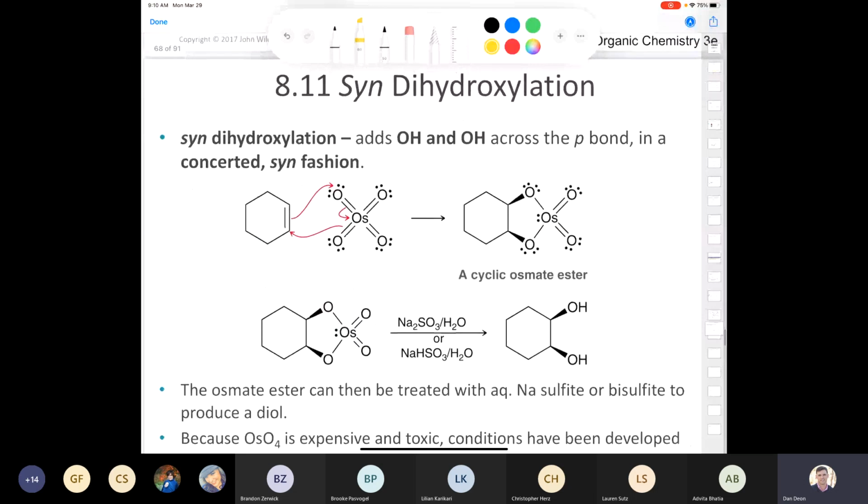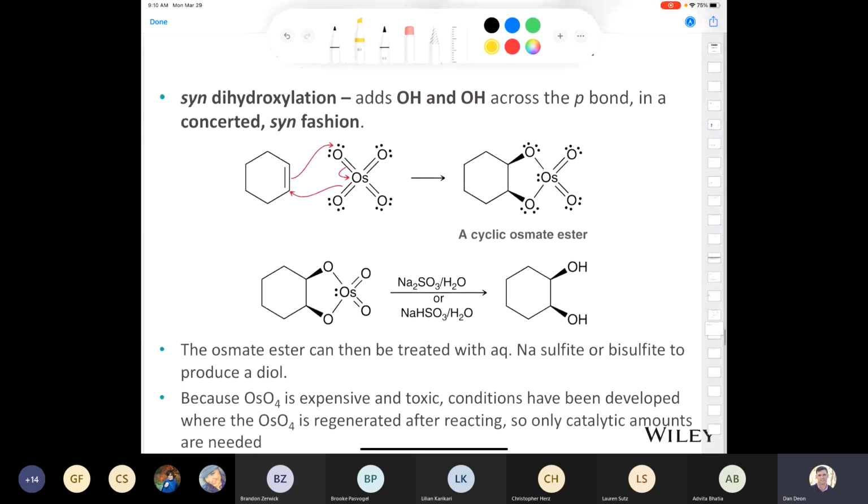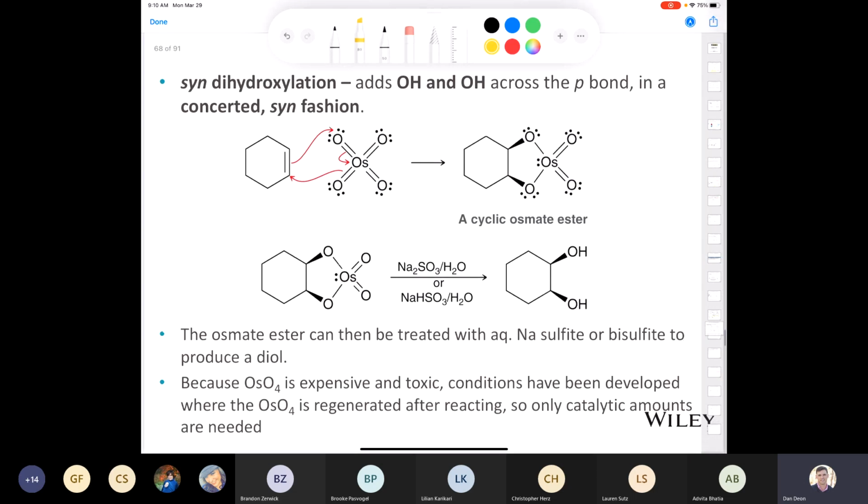I want to cover syn dihydroxylation, which is just the addition of both hydroxyls on the same face of the molecule. The reason I can cover this quicker is because we don't cover any of the mechanism. It is covered in the book. I have some curved arrows here, which help you to understand why it occurs in a syn fashion. However, I will not ask you this mechanism directly.